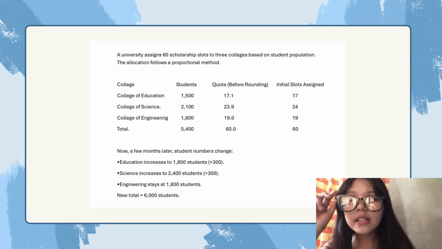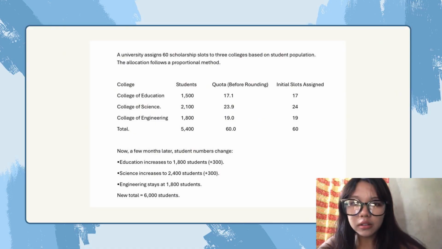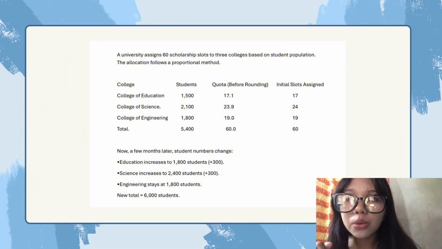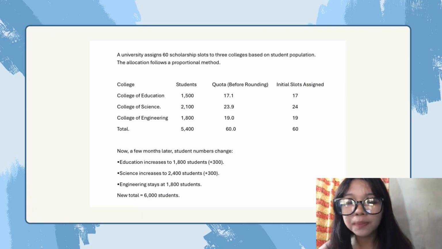A few months later, the student population changed. So education increased by 300 from 1,500 to 1,800. Science also increased by 300 from 2,100 to 2,400. Engineering stayed the same at 1,800. The new total becomes 6,000 students.